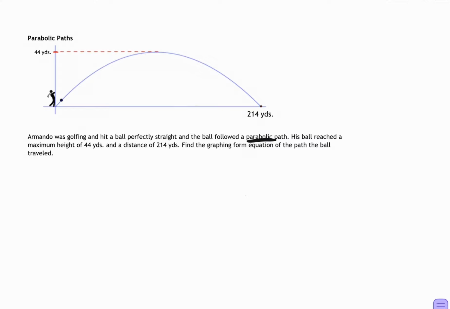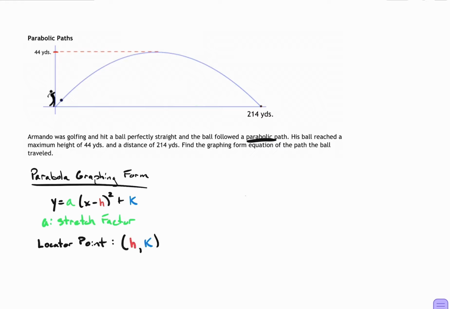So the graphing form equation of this path is a parabola. What we are looking for is to fill in the information we need for a parabola graphing form equation. And hopefully you know well that the two things you really need are the vertex and the stretch factor. The information from the problem is going to help us find those three pieces of information, really, the A, the H, and the K. Where we're going to start here is with the vertex.